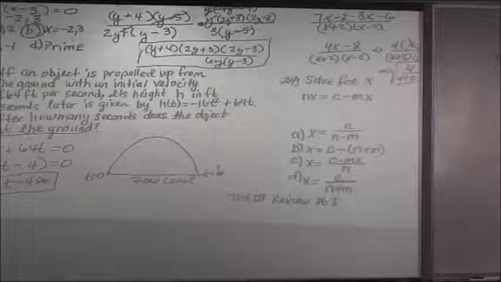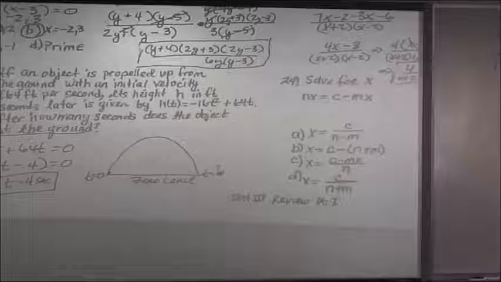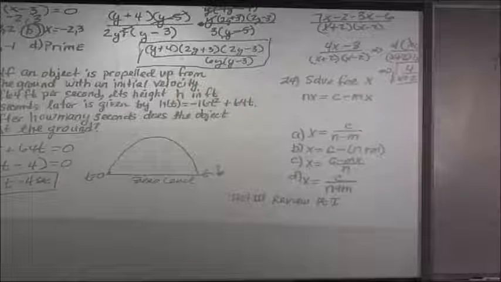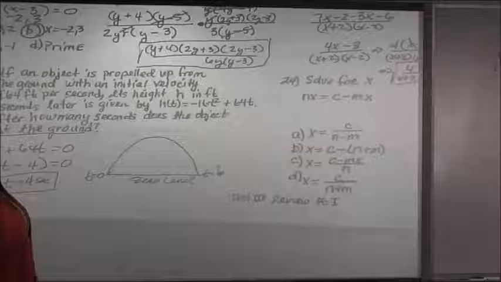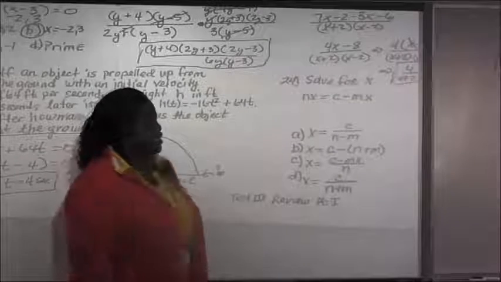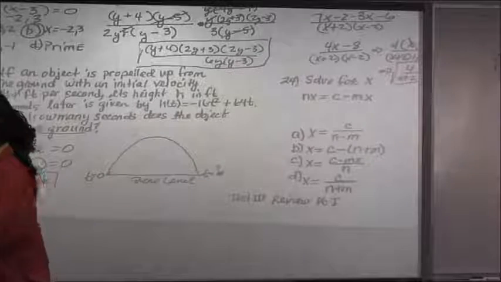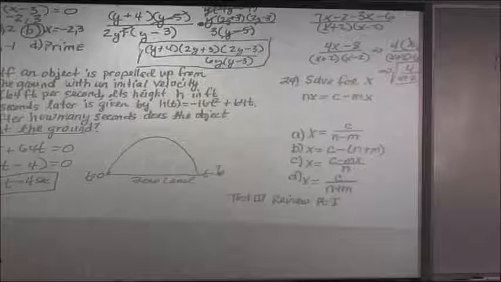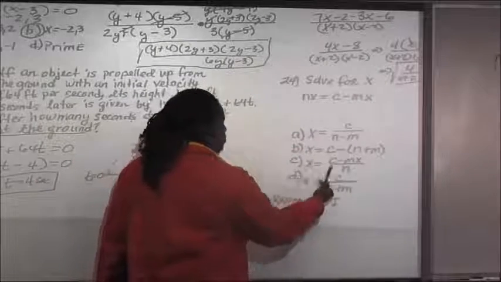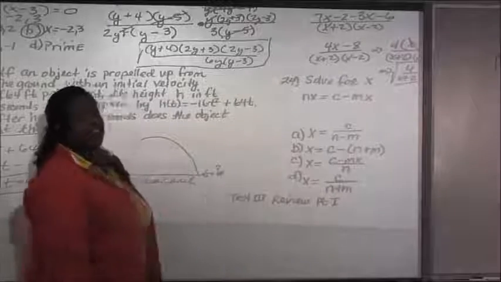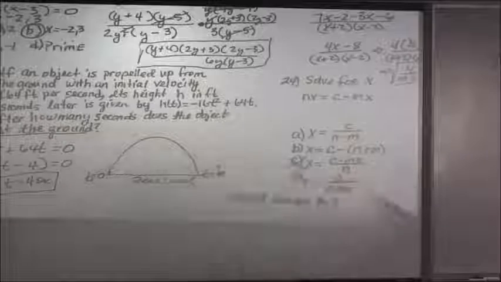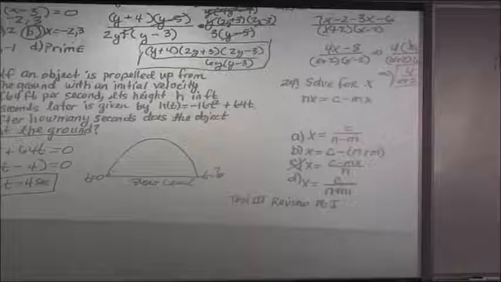And the last one, 24, says solve for x. And we have nx equals c minus mx. What are we going to do first? Add the mx. Before we go any further, can we look at the multiple choice selections and tell me which one can't be my answer? What's wrong with C? If you're solving for x and your answer has an x on both sides of the equal sign, that's not your answer because you didn't solve for it. So that can't be our answer. We ruled out at least one thing there.